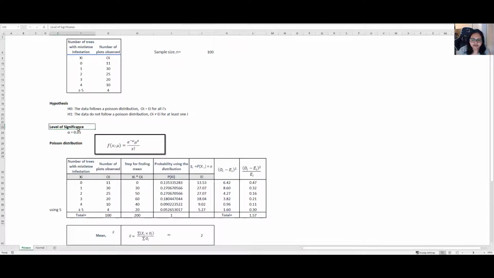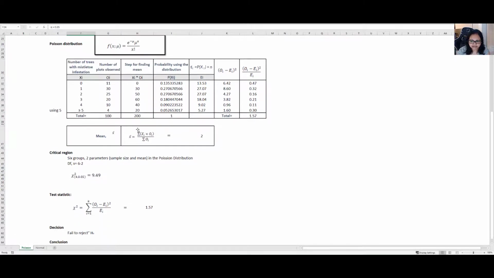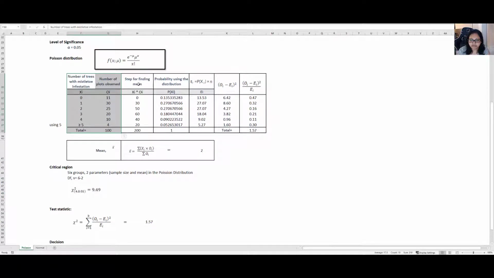And then level of significance, if it's mentioned in the question, then you can use the words mentioned, or you can use the level of significance 0.05. So what I did in here, you can see that I created another table. In that table I copied the data set, and then step for finding mean, that means in this Poisson distribution, at first we need to find the mean.